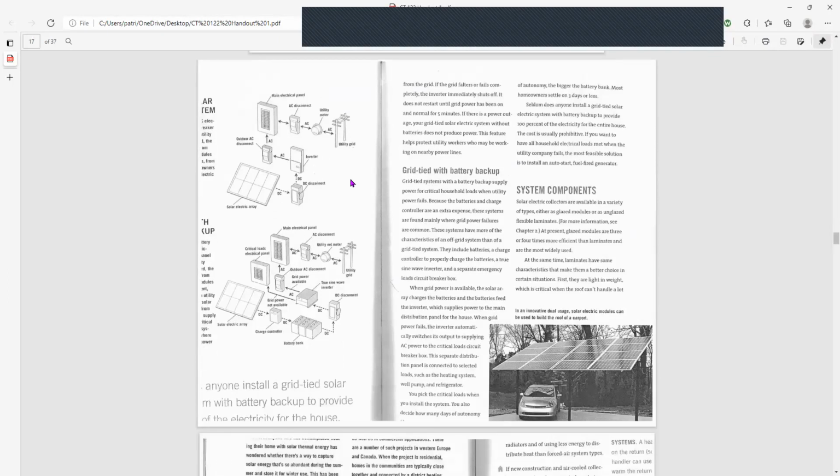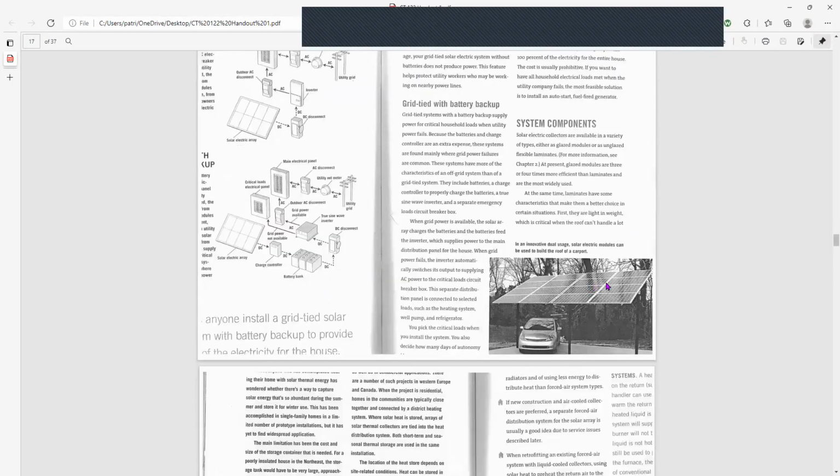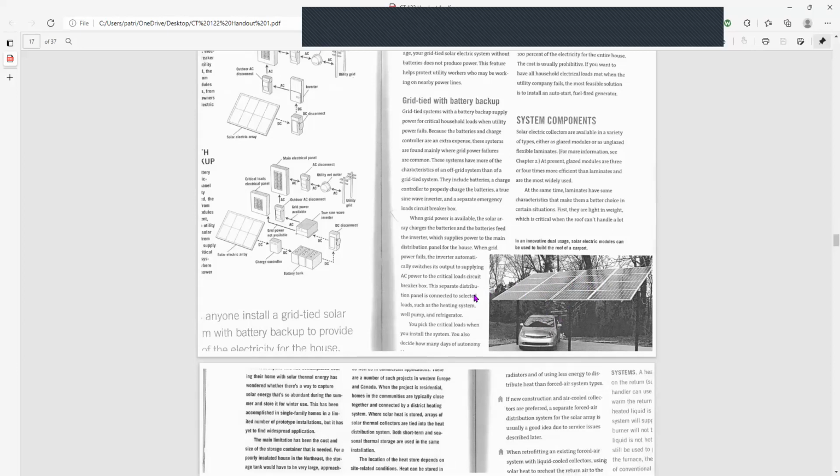Let's see. Oh, so we just went through this. This is another picture from another book. I want to show you solar electric modules can be used to build carports, and we have those at school. I think that's one of the tickets to the future, especially when we have electric cars. We don't even have to go into the house. We can plug them right into these panels.